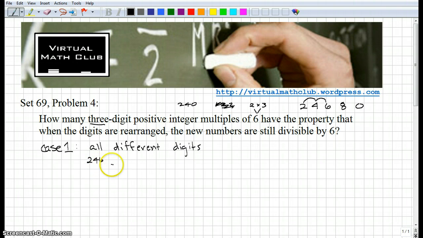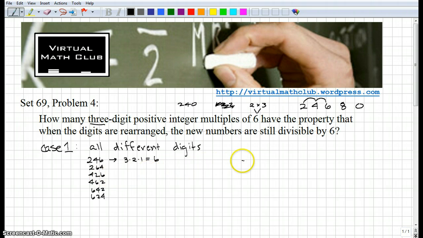Okay, so how many ways can we rearrange these digits? Well, we've got 3 different numbers, and so we'll have 3 choices for the first digit, and 2 for the second, and 1 for the third. So essentially we can get 6 rearrangements of 2, 4, 6. Or you could list them out: 2, 4, 6, 2, 6, 4, 4, 2, 6, 4, 6, 2, 6, 4, 2, and 6, 2, 4. All right, so those are all the arrangements of 2, 4, and 6.